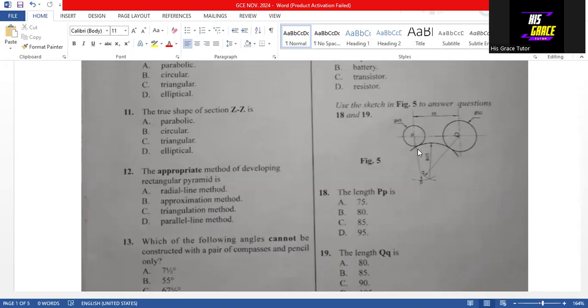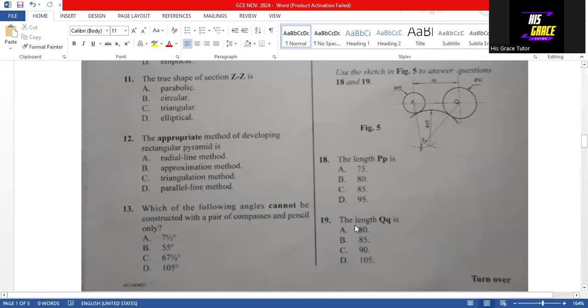And I think I got 87.5, and there's nothing like 87 here. So the answer is 85. This is supposed to be 40 millimeter. The diameter here is supposed to be 40 millimeters, while this one is 50. So if I add 20 plus 65, that's 85. So option C is what I chose for this.